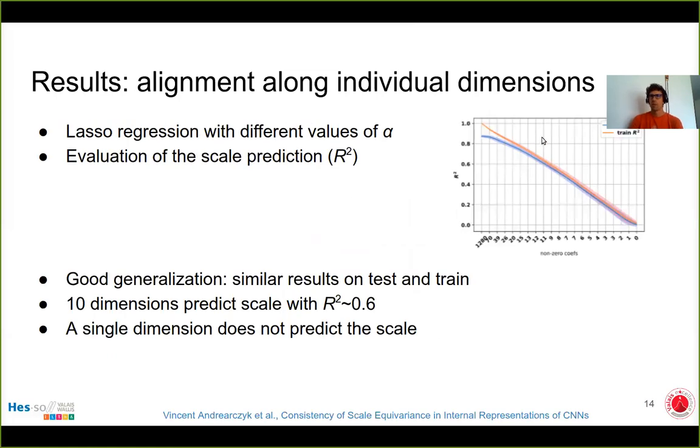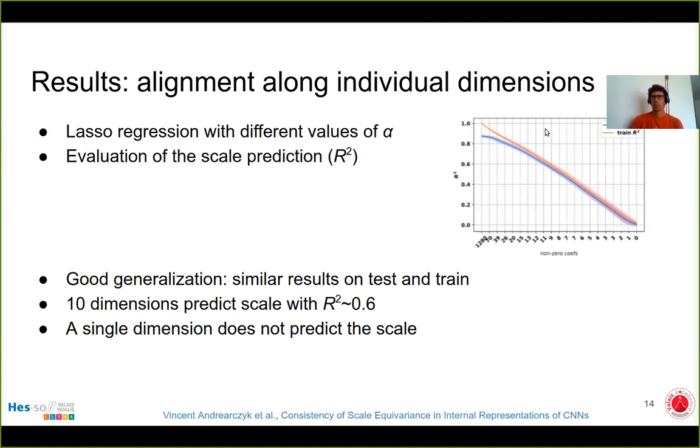To continue this evaluation, we vary the coefficient alpha of the lasso regularization, and we evaluate the scale prediction on new data with R squared. We plot the R squared for the corresponding non-zero coefficients. The higher the alpha value, the fewer non-zero coefficients. The evaluation of the images used for training the regression is in orange, and the test images in blue.